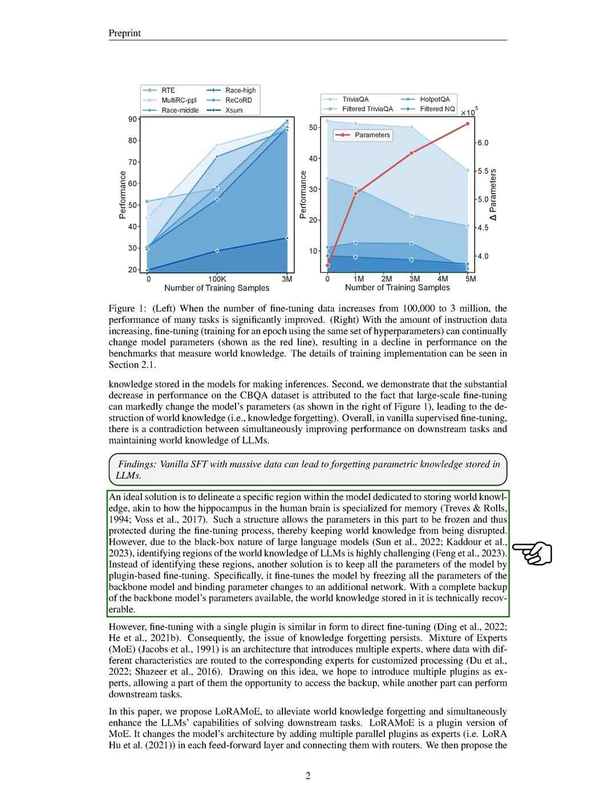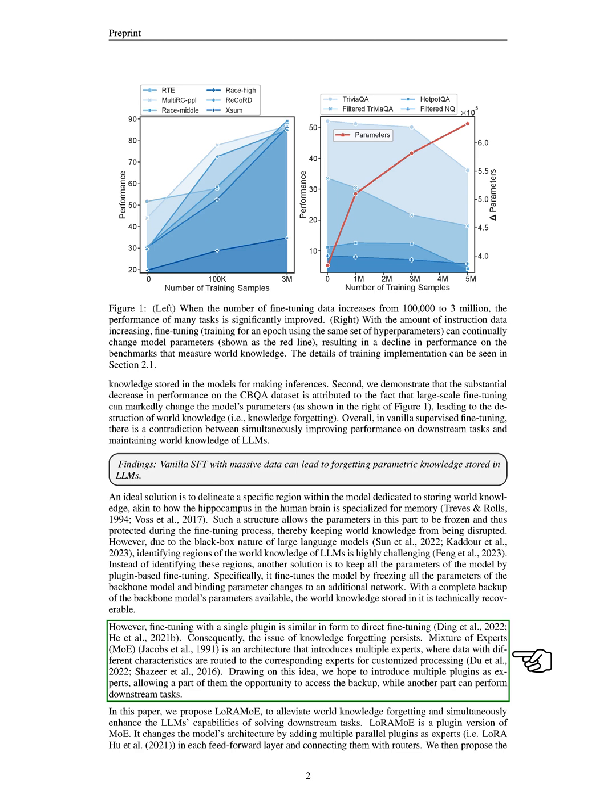Instead of trying to identify these regions, another solution is to keep all the parameters of the model by using plugin-based fine-tuning. This method fine-tunes the model by freezing all the parameters of the backbone model and binding parameter changes to an additional network. While this approach technically allows for the recovery of world knowledge stored in the backbone model, it doesn't fully solve the issue of knowledge forgetting.